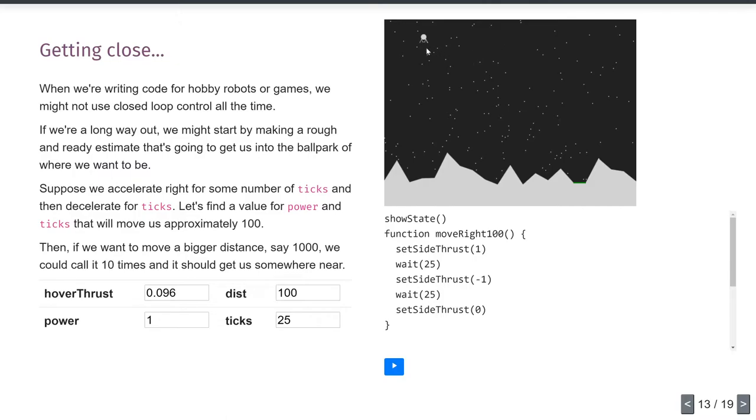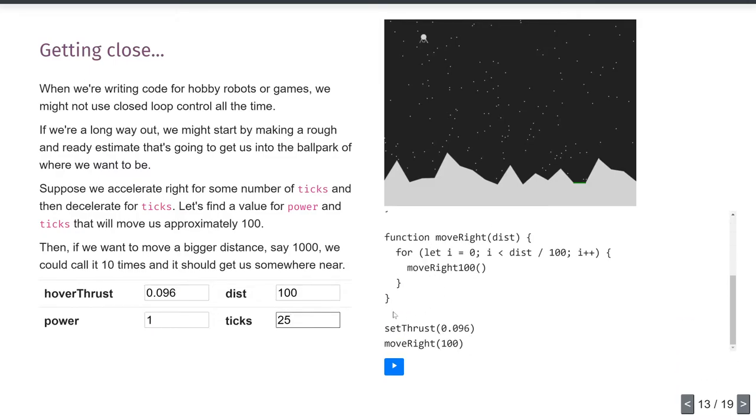Let's throw that much time of thrust at it and work out how to get there. But being a computer program, we could tune that a little bit. So what I've suggested we do here, and I've got some parameters that I've extracted out into a little table, and as I change those, I'm going to edit things in code. There's that 0.96 for how much thrust to keep vertically to keep ourselves hovering.